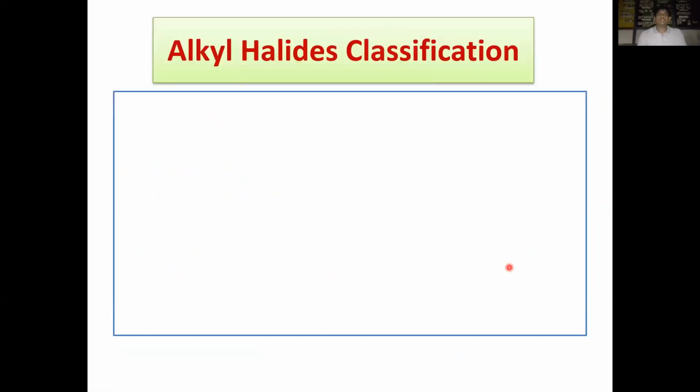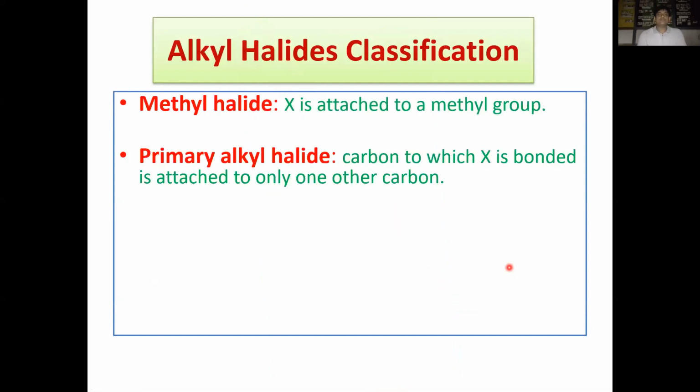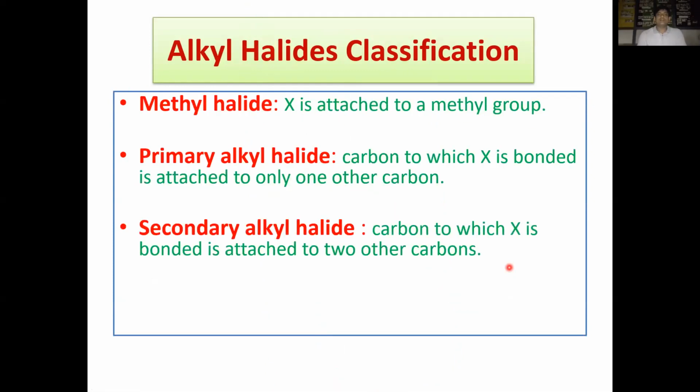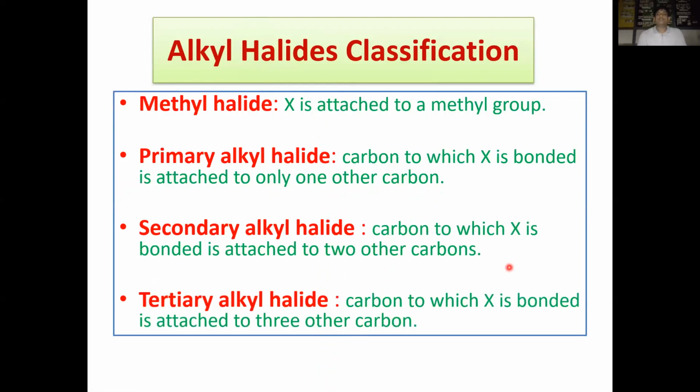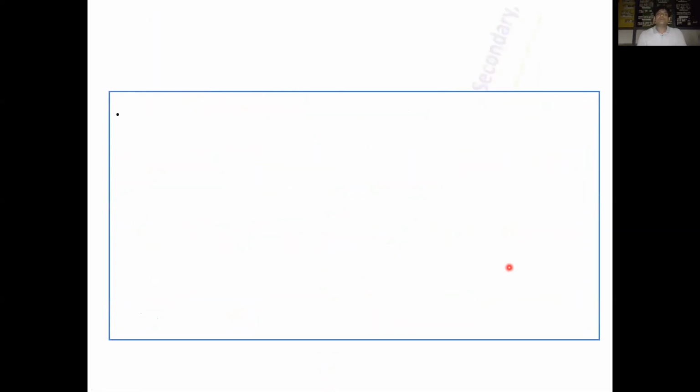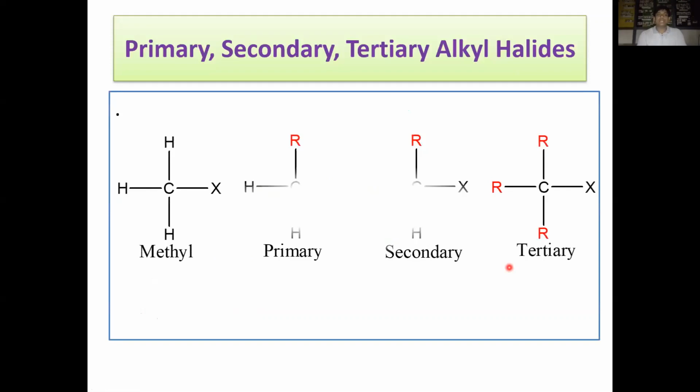Again, these alkyl halides can be classified into methyl halide, primary alkyl halide, secondary alkyl halide, and tertiary alkyl halide. If you take methyl halide, the halogen X is directly attached to the methyl group. In primary alkyl halide, the halogen is directly attached to the carbon which is attached to one alkyl group. It means the halogen is attached to a primary carbon.